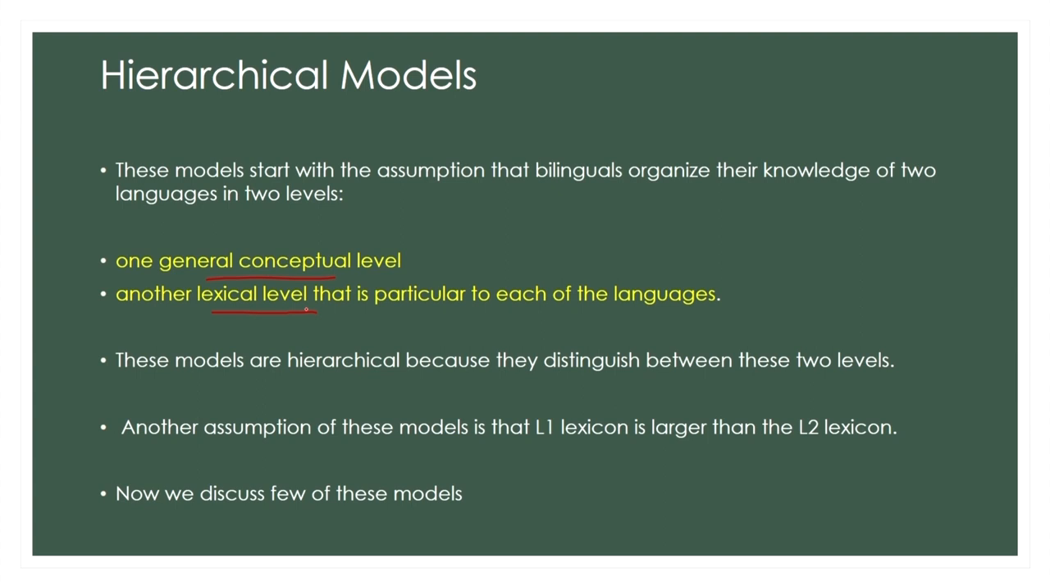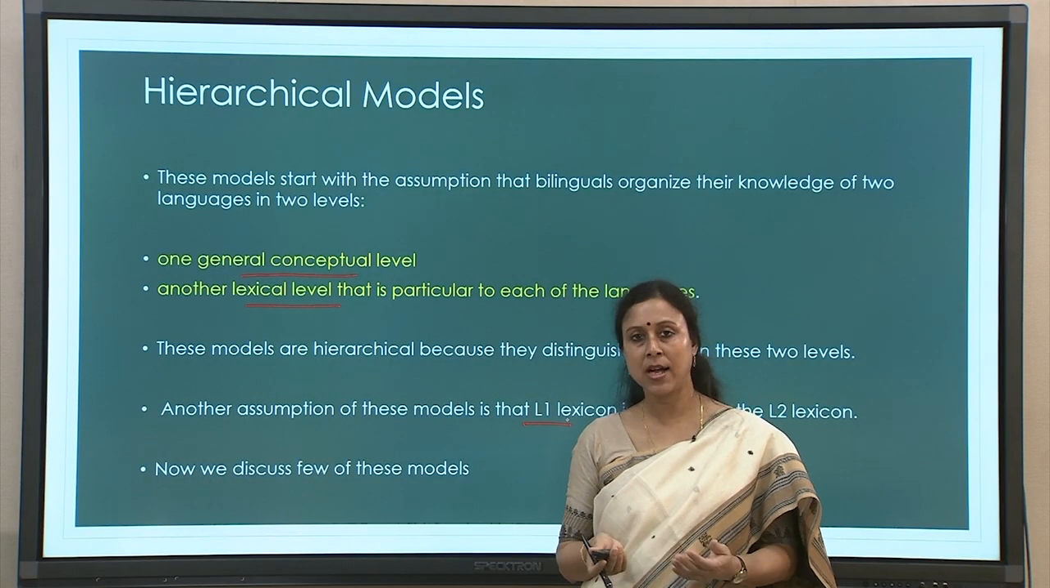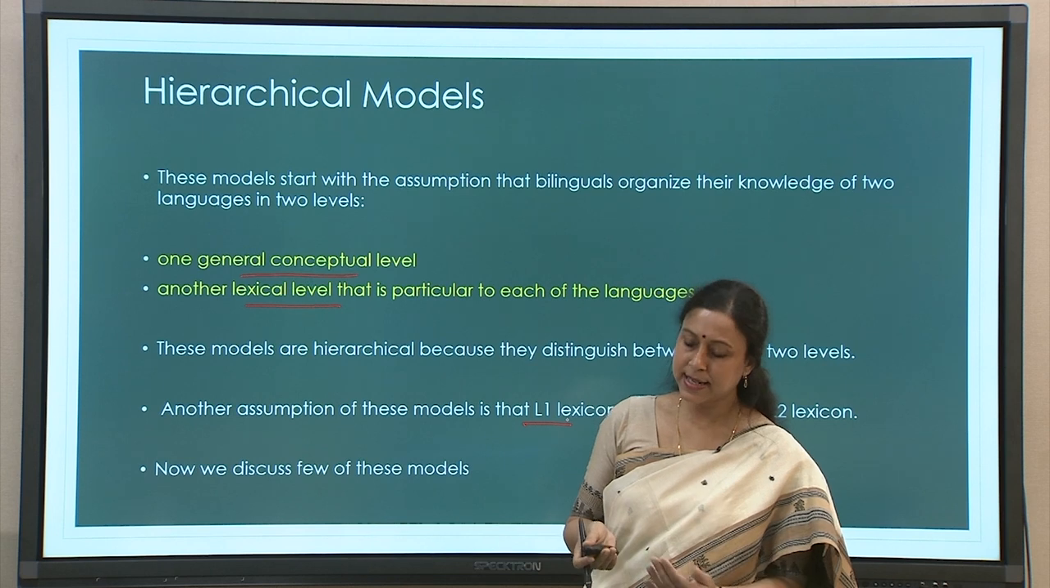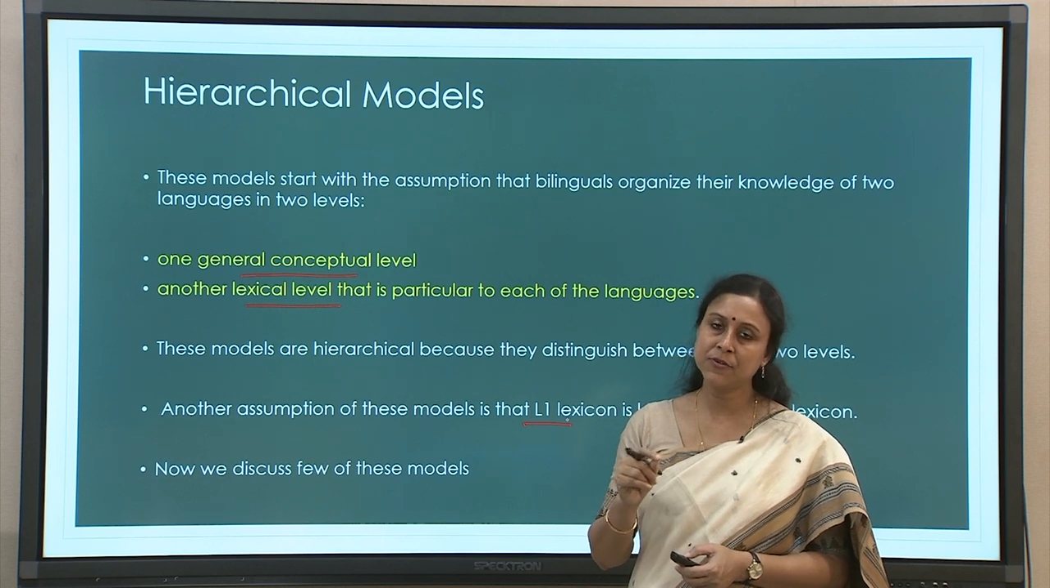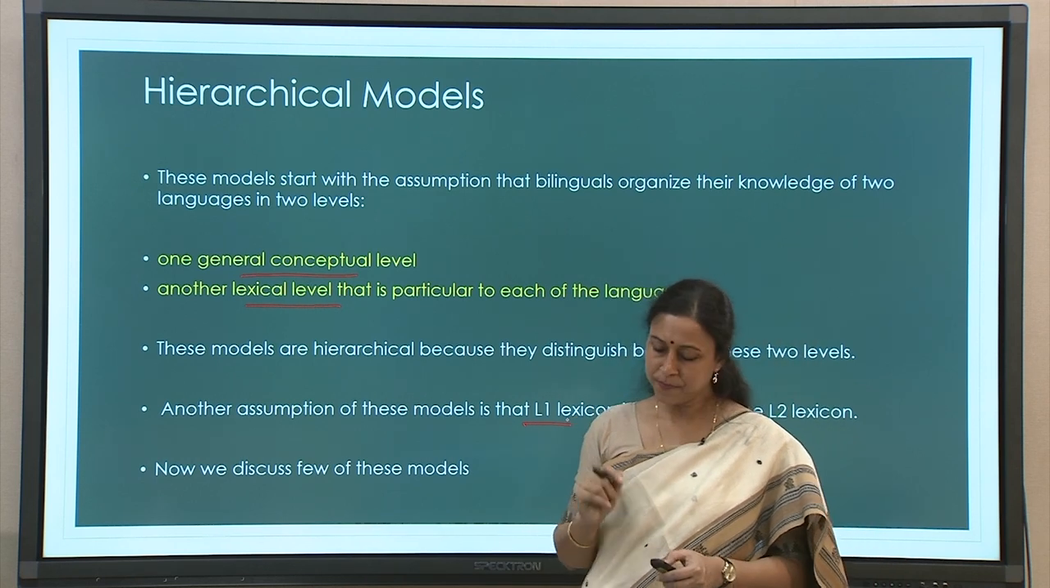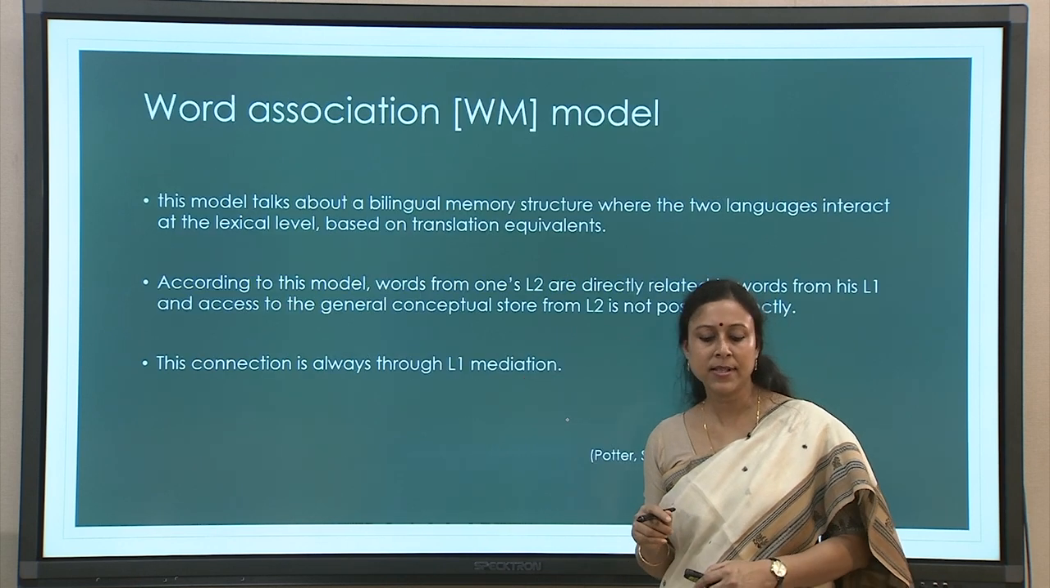Because there are two levels and these two levels are distinct from one another, these models are called hierarchical models. Another important aspect of hierarchical models is that the L1 lexicon is larger than the L2 lexicon, right? So what does it mean? It means that irrespective of the language pair, it is most common to find that the vocabulary we have in our first language is much higher than the vocabulary storage we have in our second language. So these are two interesting foundational things about hierarchical models: one, that the conceptual level and lexical level are different, and two, that lexicons are not of the same size.